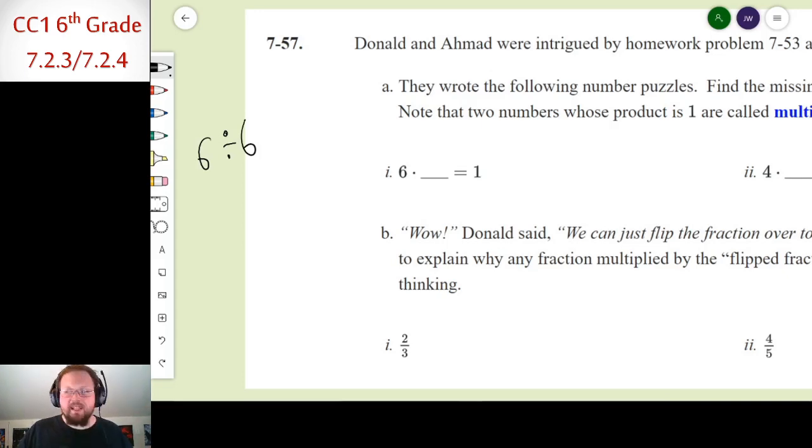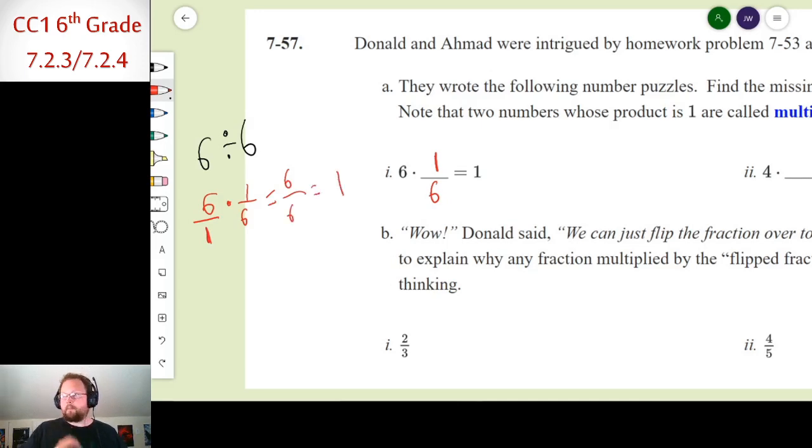But when you're looking at 6 times some number, the way you do that is you write it as a fraction. 6 times 1 over 6 gives you 1. It is a reciprocal to 6. And if you're not sure why that works, you can multiply 6 times 1/6, which you write as a fraction, 6 over 1. 6 times 1 is 6. 1 times 6 is 6. 6 over 6 is 1.